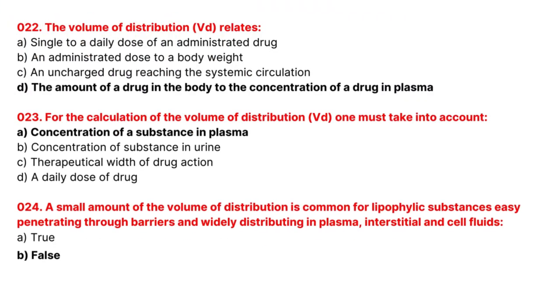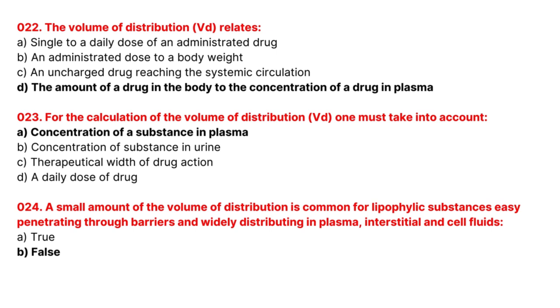022. The volume of distribution, VD, relates A. A single to a daily dose of an administrated drug. B. An administrated dose to a body weight. C. An uncharged drug reaching the systemic circulation. D. The amount of a drug in the body to the concentration of a drug in plasma. Answer is D.